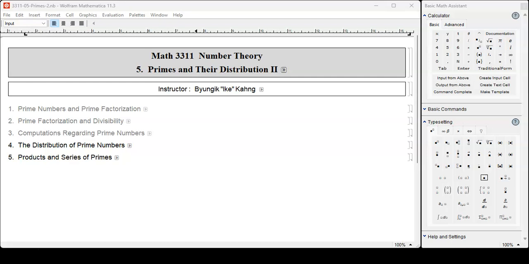Let's begin Lesson 5, Prime Number Theory, Part 2. This time, we're going to focus upon the distribution of primes, how the prime numbers are distributed in the set of positive integers, Z+. Here's an example problem.